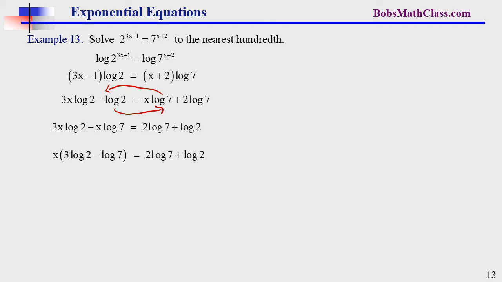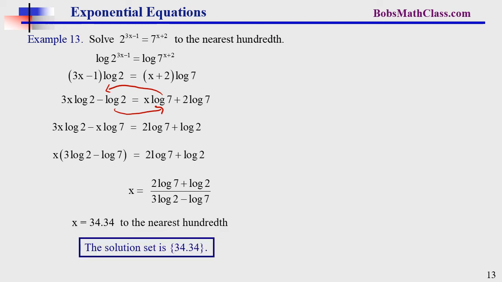Okay, now divide by 3 log 2 minus log 7 on both sides to get x by itself. Now we could evaluate that using our handy-dandy calculator, and you should get 34.34.